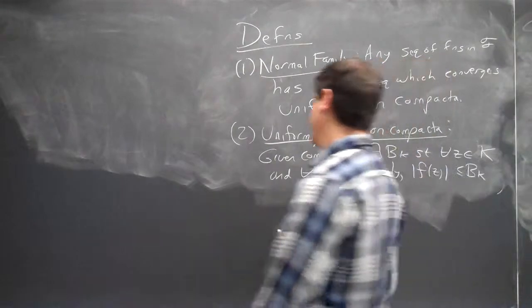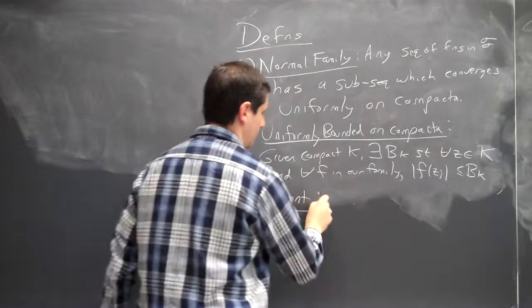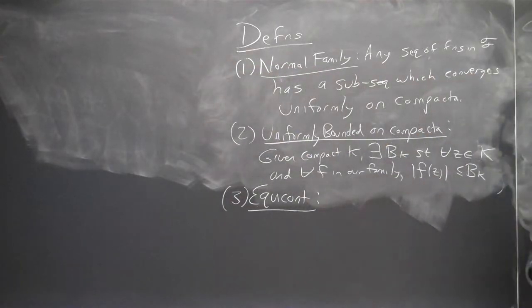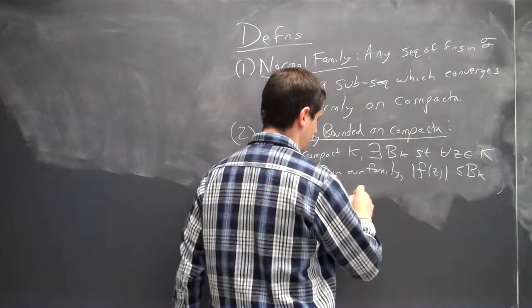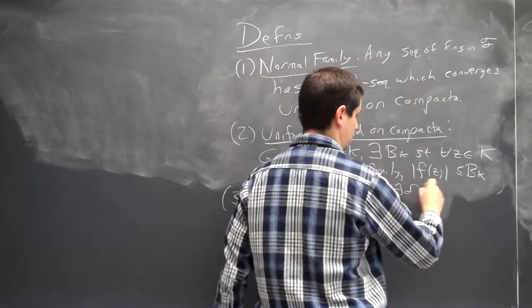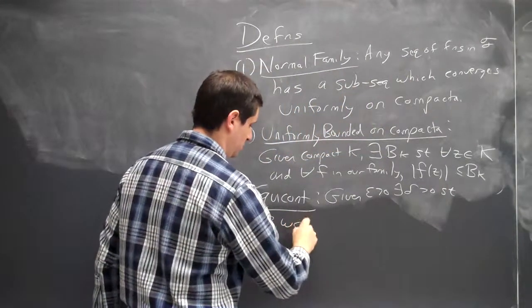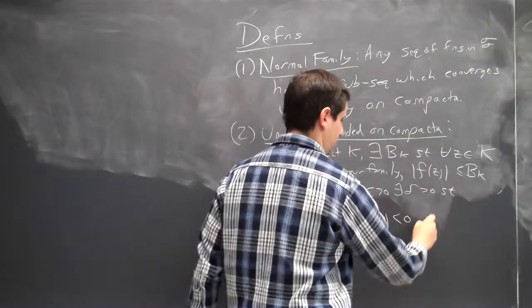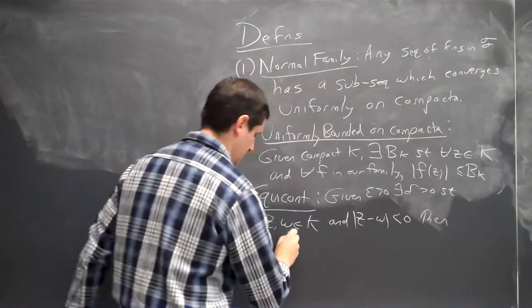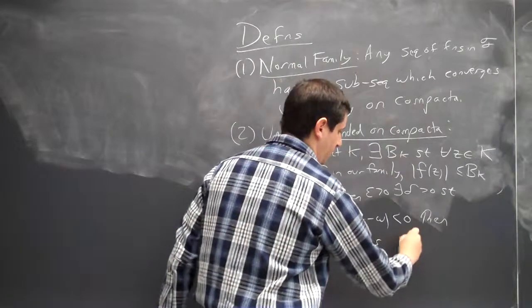Alright, so the last one we need is equicontinuous. So what does it mean for a family to be equicontinuous? Given epsilon greater than 0, there exists a delta greater than 0, such that when z and w satisfy the magnitude of z minus w is less than delta and greater than 0, the magnitude of f of z minus f of w is less than epsilon. For all f in the family.